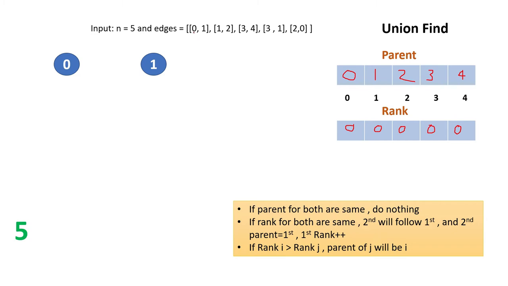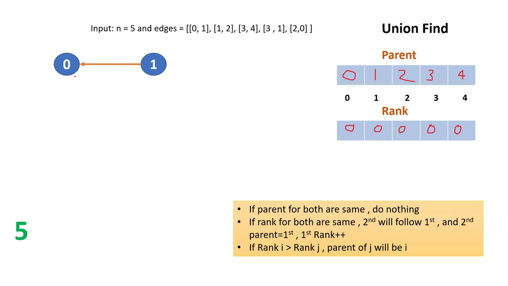So first, for 0 and 1, who is the parent? For 0, the parent is 0, and for 1, the parent is 1, right? And they are not the same, means both of their parents are not the same. Now we'll check what their ranks are. For 0, the rank is 0, and for 1, the rank is also 0. So here if you check the rule, if the rank for both is the same, the second will follow the first. Means if both of their ranks are the same, let's assume the second one will follow the first one.